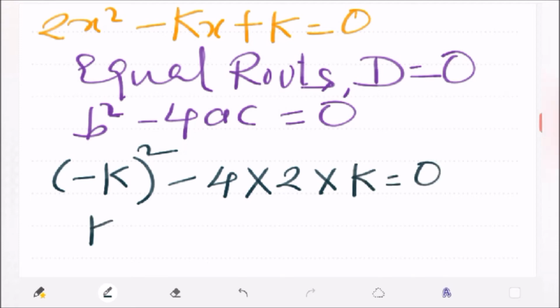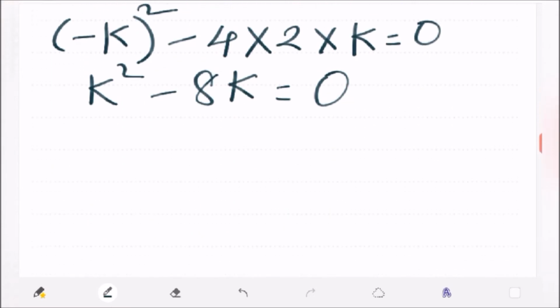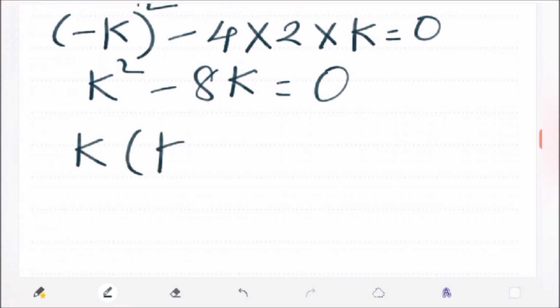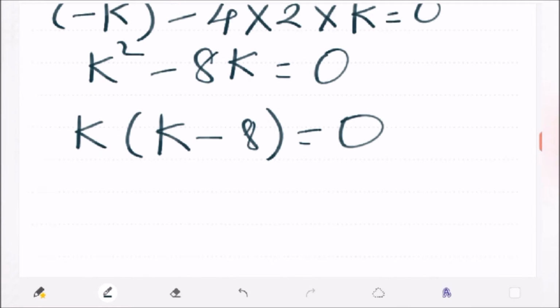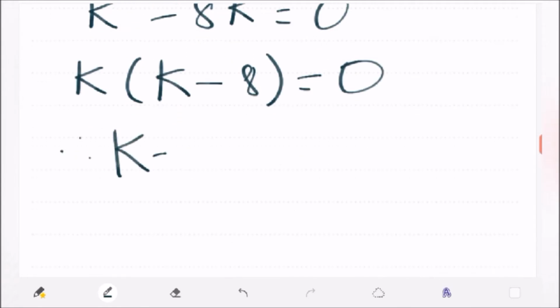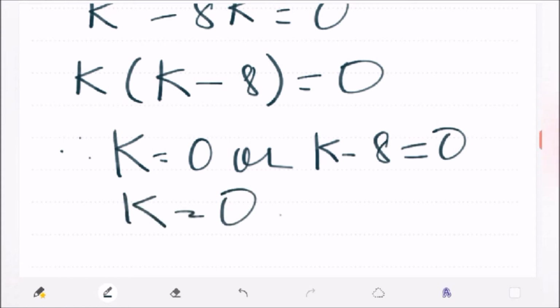Now here you can take k common from the left hand side. So we will get k into k minus 8 equals 0. Now separating the two terms we will get either k is 0 or k minus 8 equals 0. That means k is 0 or k equals 8.